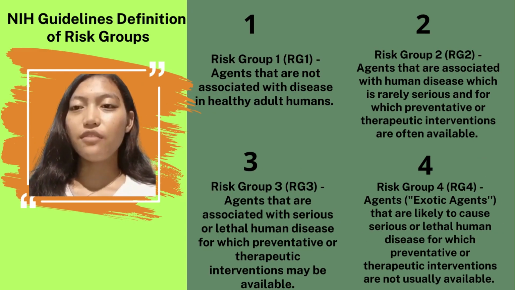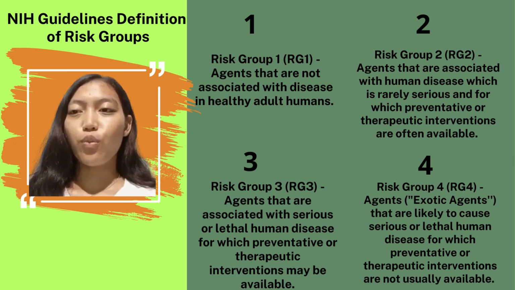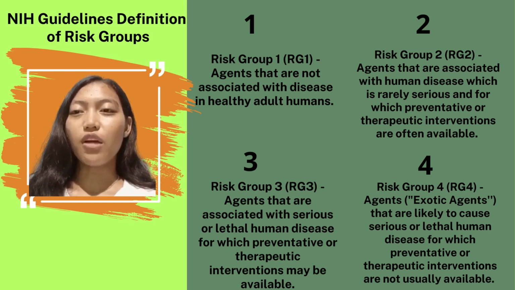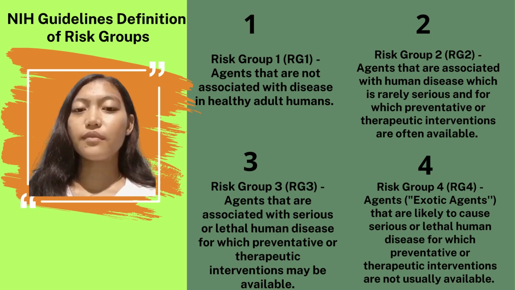NIH guidelines definition of risk groups. Risk group 1 or RG1. Agents that are not associated with disease in healthy adult humans. This group includes a list of animal viral etiologic agents in common use. The agent represents no or little risk to an individual and minimum risk to the community.